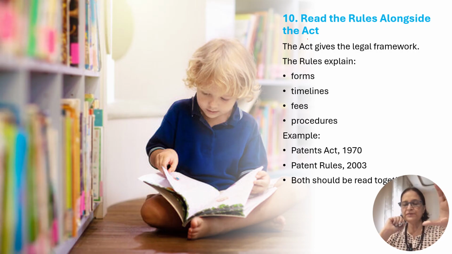You have a few chapters on sections, a few chapters on rules, and they come one after the other. But while reading the section, you must go through the rule which relates to that particular section, map it, and then holistically read through the section. The Act gives the legal framework, and the rules explain forms, timelines, fees, procedure. For example, Patents Act 1970 and Patent Rules 2003, both of them should be read together.